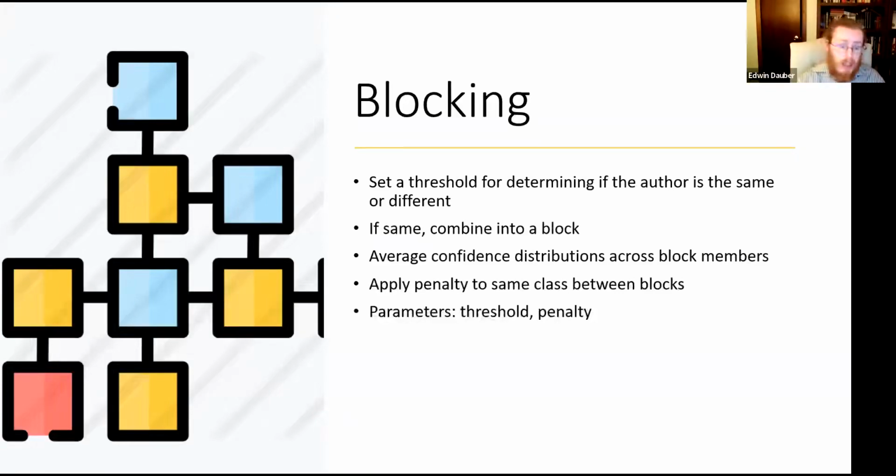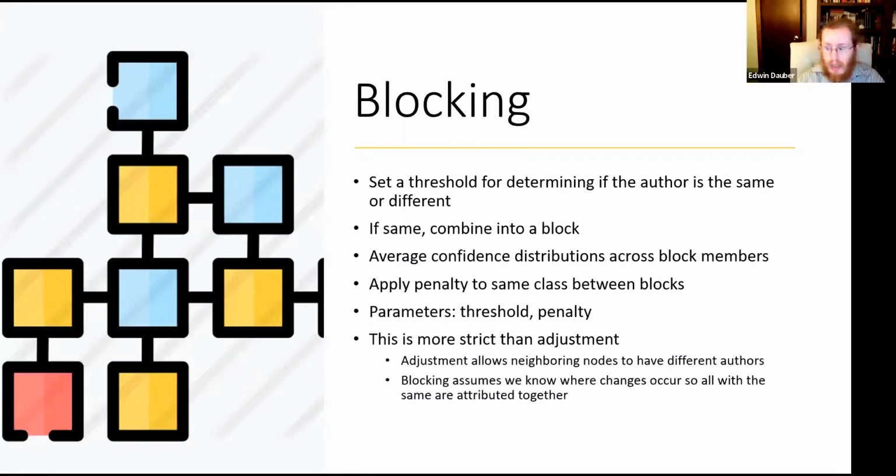So we can parameterize this with the threshold and the penalty. In many ways, this is more strict than adjustment. Adjustment allows neighboring nodes to have different authors, but allows them to influence each other. Blocking assumes we know exactly where the changes happen, so the whole block is attributed together.